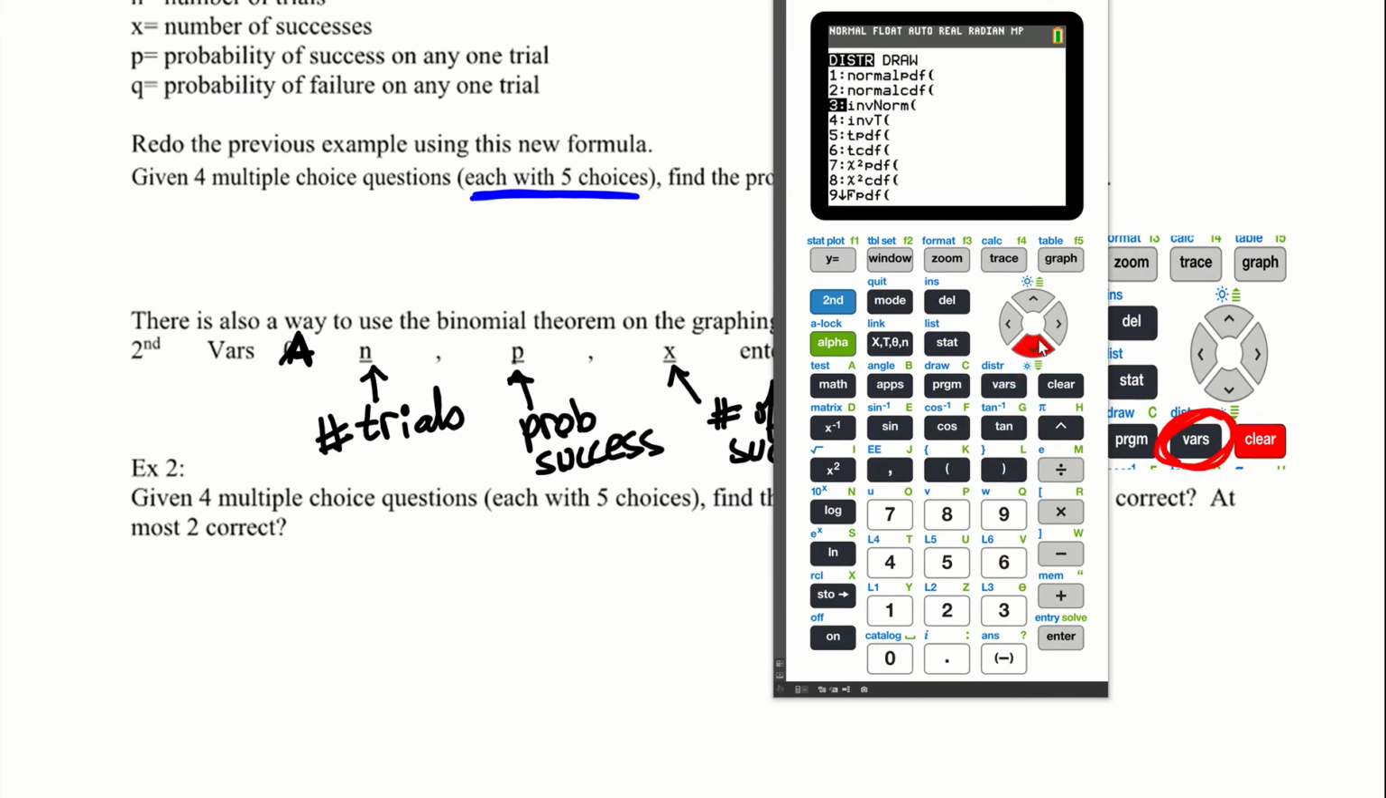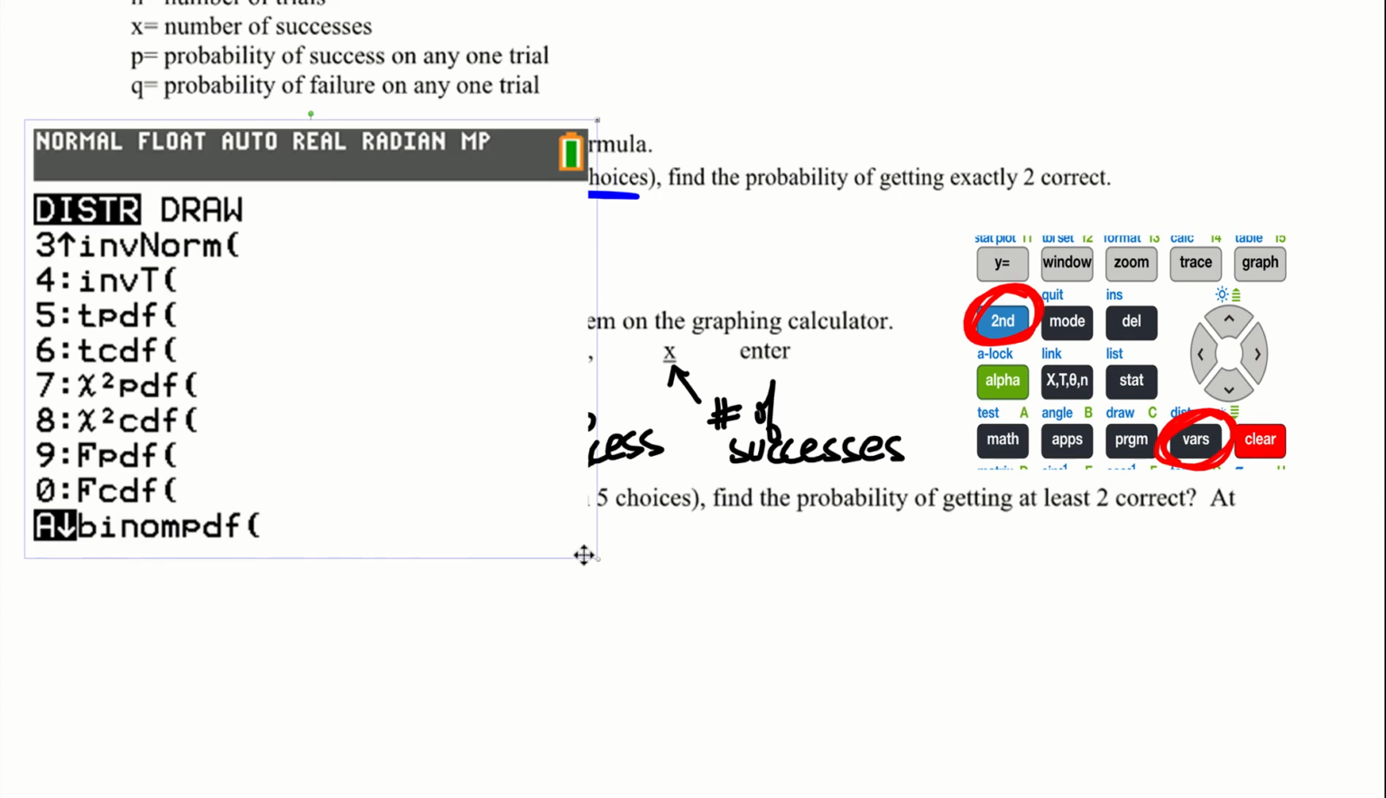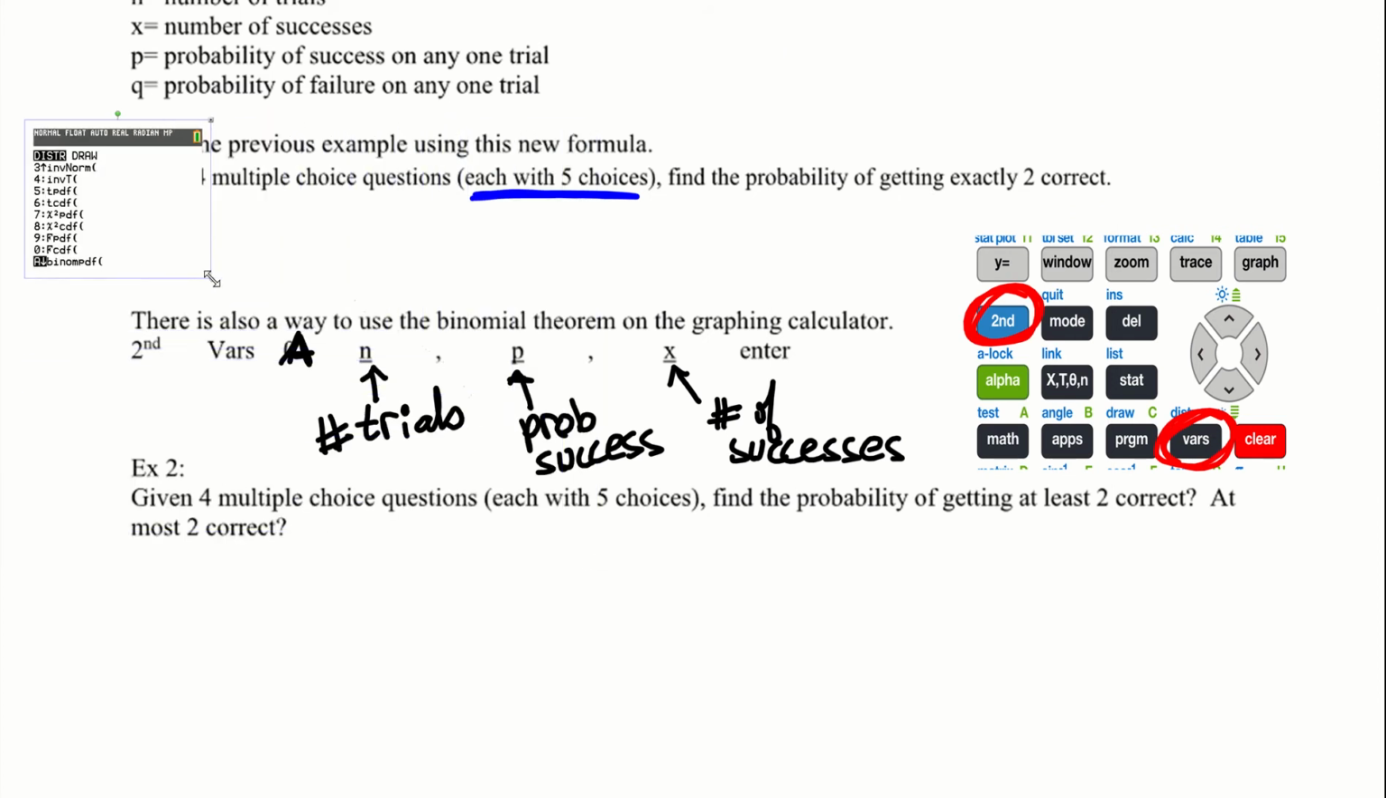You're going to go down for option A. It's the one that says binom PDF, under distribution, yep. It should be A, because right below that is binom CDF. That's for something else. So you have to scroll down right after the 0 should be where it is.